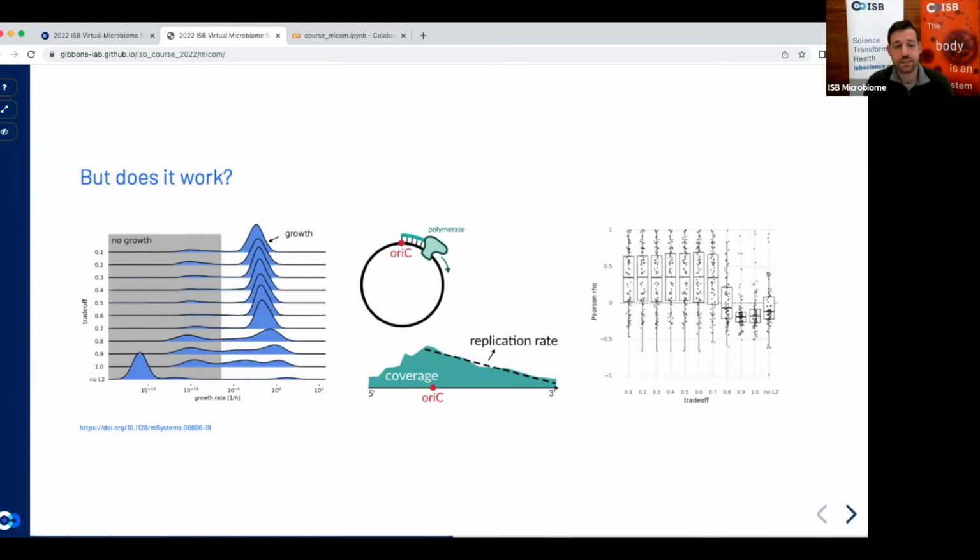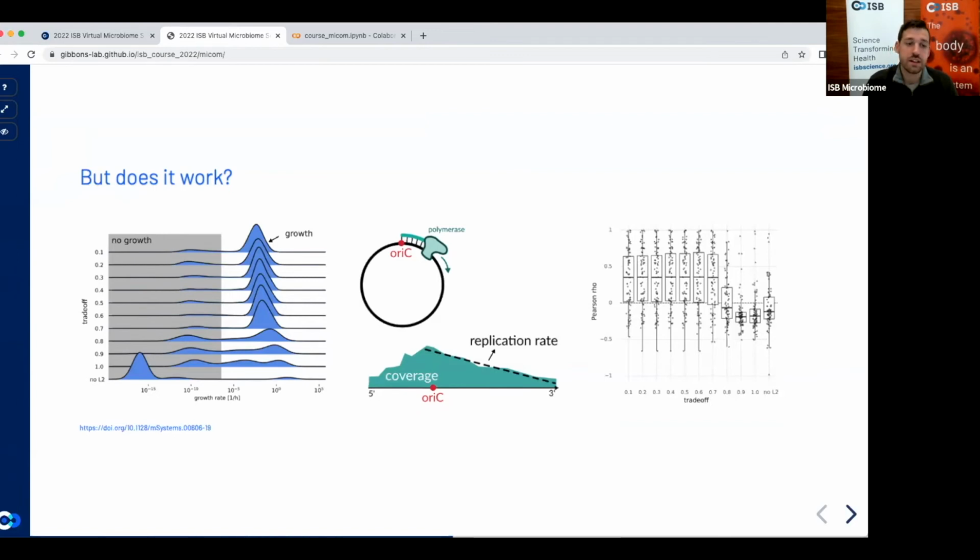We then see that if we do apply our L2 regularization scheme, still optimizing to that maximal community growth rate, we see distribution of growth across many more taxa. So we see many more taxa that are able to grow in that region to the right of the gray shaded region. We still see some taxa that are not able to grow, but growth is distributed much more evenly across the taxa.